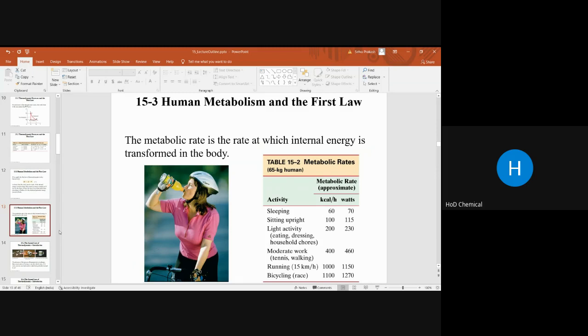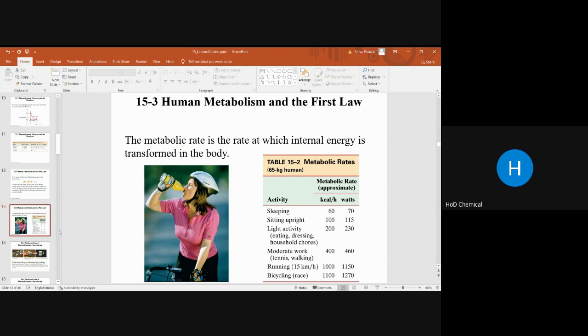Now we all know about how many calories we burn. We discussed the metabolic rate with the help of how many kilocalories per hour are burned. Metabolic rate is the rate at which internal energy is transferred into the body. Activities include sleeping, sitting upright, light activity like eating, dressing, and household work, moderate work like tennis, walking, running, and bicycling.